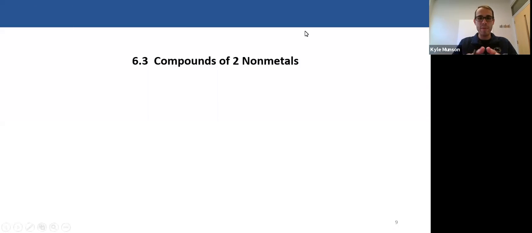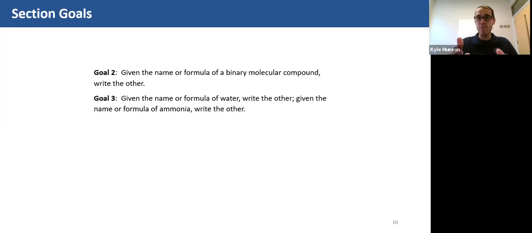So in this video, we're going to be talking about naming compounds that contain two different types of nonmetals bonded together. And so we want to be able to do that. If you're given a name of one of these compounds, write down its formula. If you're given its formula, write down its name. And also, given the formula of water or ammonia, be able to write its name, or the other way around, given a name, write its formula. So that's what we want to be able to do in this section.